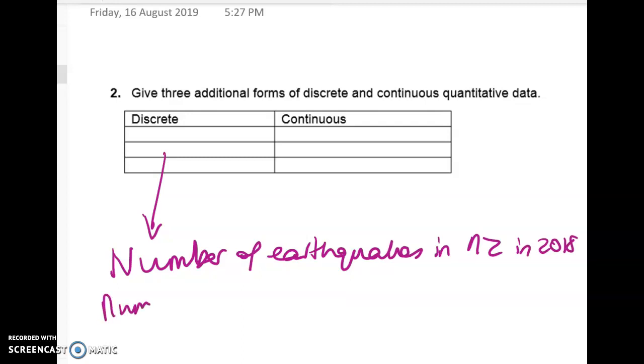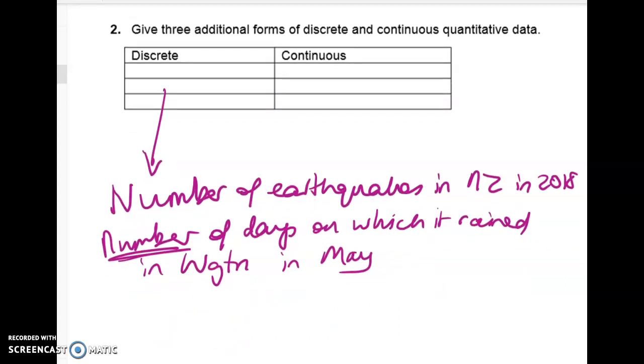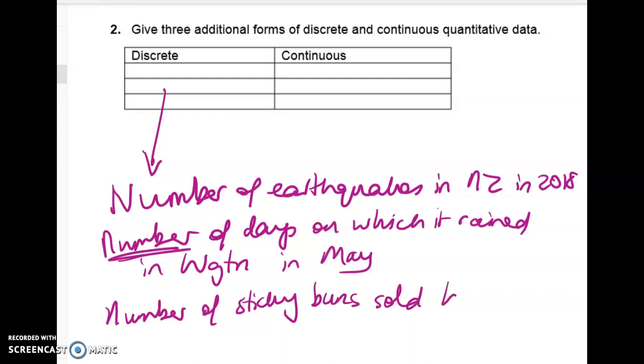And then I thought of the number of days on which it rained in Wellington in May. Okay, so the answer to this is a number, but it's a counting number, right? And then the last one I thought of was the number of sticky buns sold by a deli. So there you go. They're all discrete. Now, what did I think of for continuous?